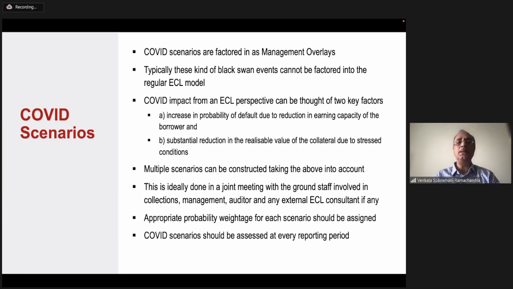So what are the two impacts? According to me, the two impacts are: one is increase in PD due to reduction in earning capacity of the borrower. The second one is substantial reduction in the realizable value of the collateral. So you may want to create adequate scenarios called COVID scenarios, taking into account these two factors. So you can create this.